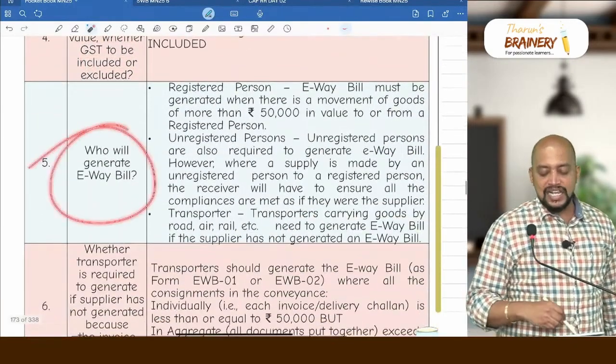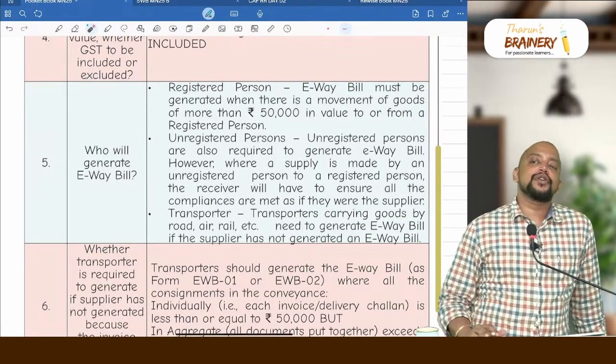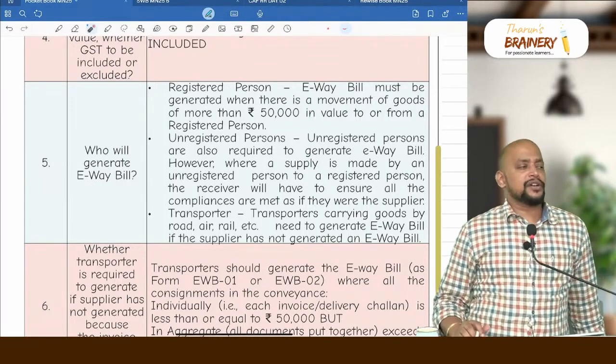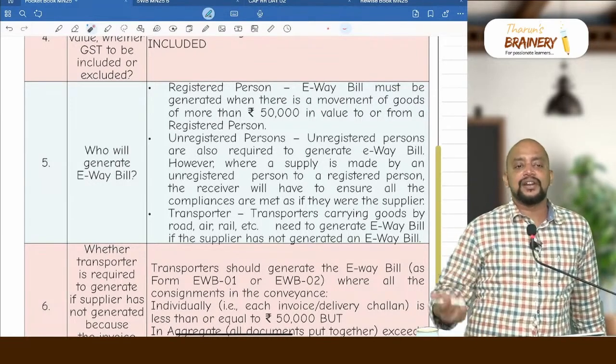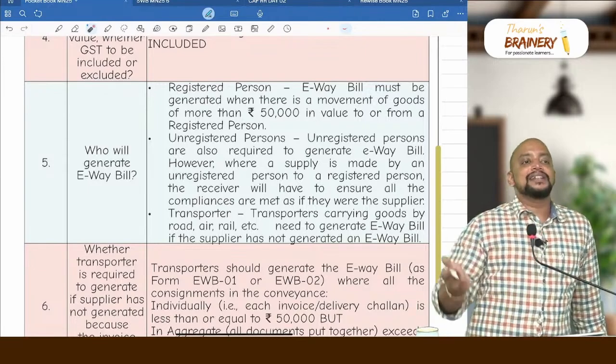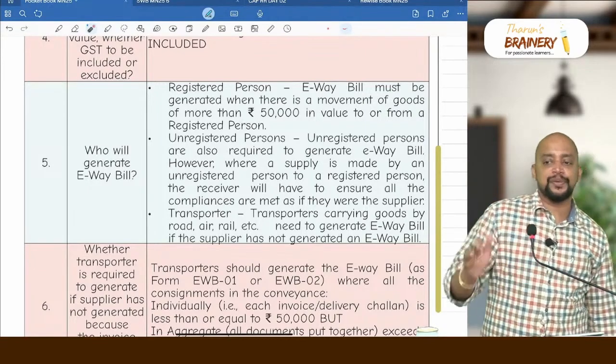Who will generate the e-way bill? That person who is causing movement of goods, the registered person who is causing movement of goods. If the supplier is registered and he is causing movement of goods, definitely the supplier will generate the e-way bill. And suppose the supplier is unregistered and the recipient is registered, it is deemed that the recipient is causing movement of goods, so the recipient will generate.